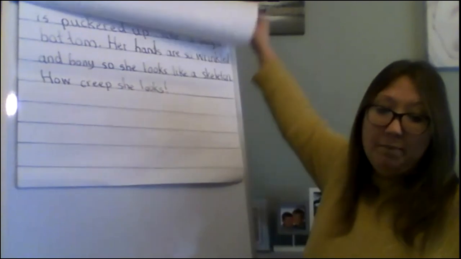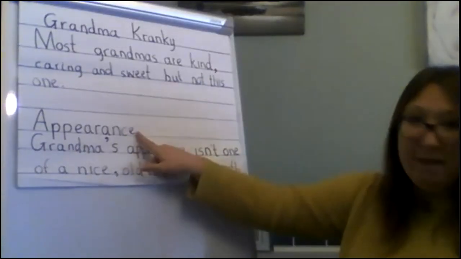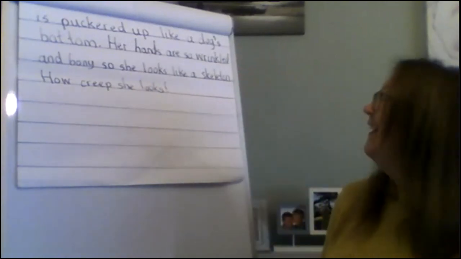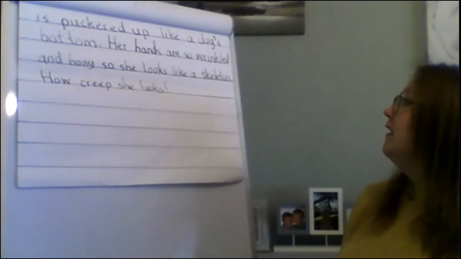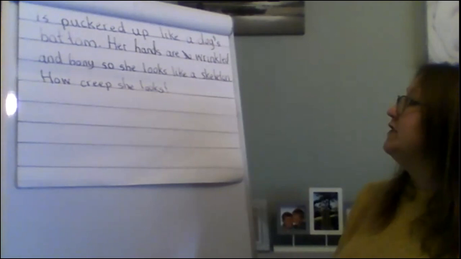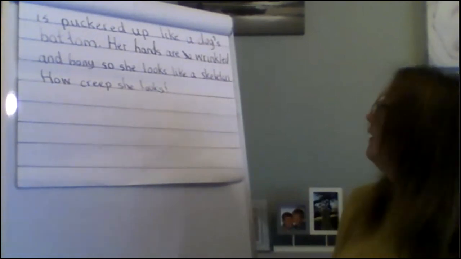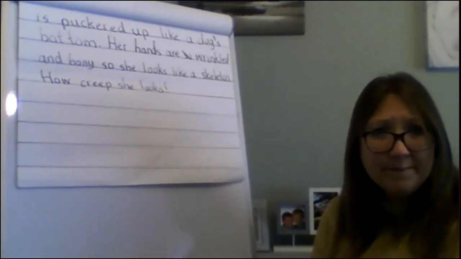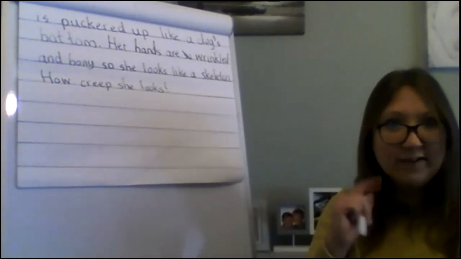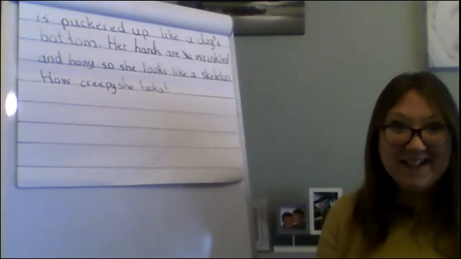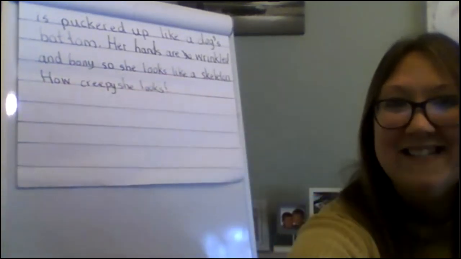Let's read our paragraph back through and check it makes sense. Appearance, our subheading. Grandma's appearance isn't one of a nice old lady. Her mouth is puckered up like a dog's bottom. Her hands are so wrinkled and bony. So she looks like, I might take that out. Her hands are wrinkled and bony, so she looks like a skeleton. That makes more sense. How creep she looks. Is that what we want to write? No. How creepy she looks. Well done. We need to add our Y. Well done for going back to check our work and making sure it makes sense.